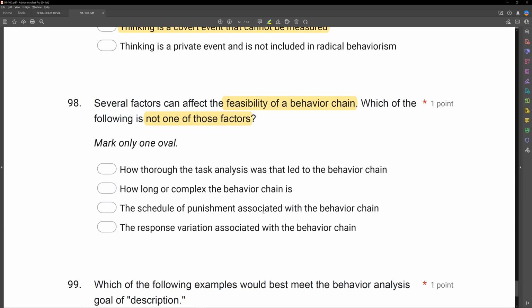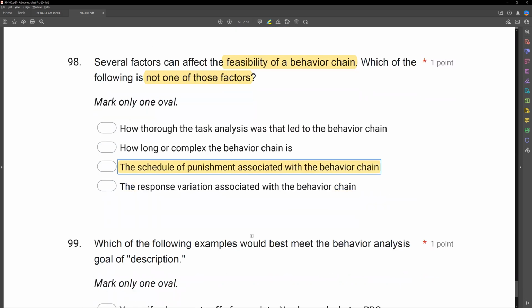C, the schedule of punishment associated with the behavior chain. Is it the schedule of punishment or is it the schedule of reinforcement? What's the schedule of reinforcement, right? Not the schedule of punishment. And then D, the response variation associated with the behavior chain. The responses required are absolutely going to affect how feasible this behavior chain is. What is not going to affect it is the schedule of punishment associated with that chain. What we're looking for is the schedule of reinforcement.